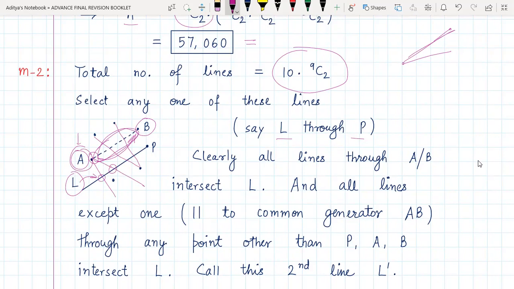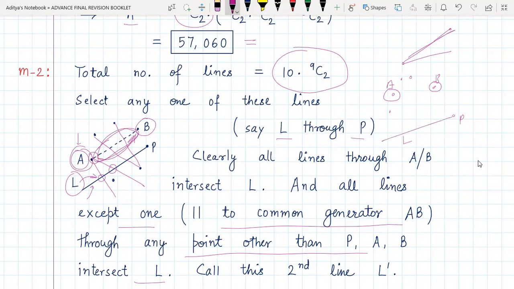And same for B. But if we talk about the other remaining points except A and B, all the lines except one, which is parallel to the common generator AB, through any point other than P, A, B will intersect L. Okay, so what we are trying to say is that we have the point P, we also have the point A, we also have the point B. Now we have already seen that all lines from A and B intersect L. So all of those lines will count, but for any other point of the remaining, there will be one line which does not intersect L.